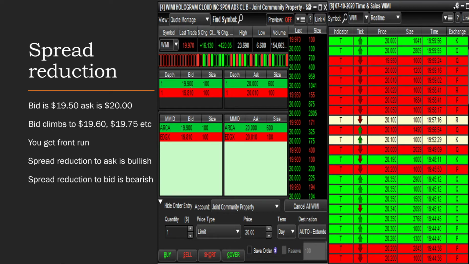So if this was 1950 and this was 20, for you to be bullish, you could see it go from 1950 to 1960 to 1975, and you're like, okay, there's demand, and these sellers aren't stepping down. Their 20 is as low as they're going. They're not willing to take less. So the spread is being reduced towards the ask side, bullish, and vice versa towards the bid side, bearish. All right, does that make sense?